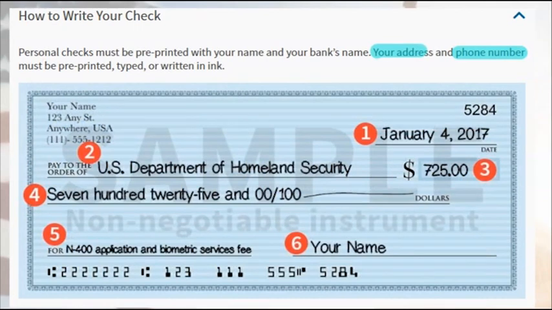Now, if you're paying by check, in this case, personal check, you have in front of you an image of a check, and this is how your check must look when you send it to immigration. This is how you need to send your check. Do not do it any other way because it may get rejected.